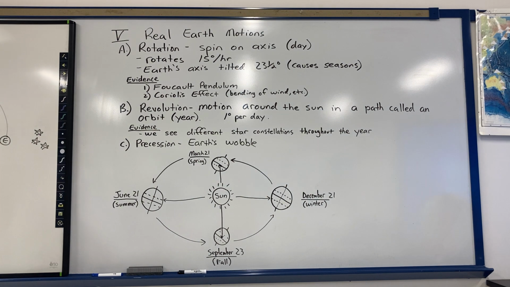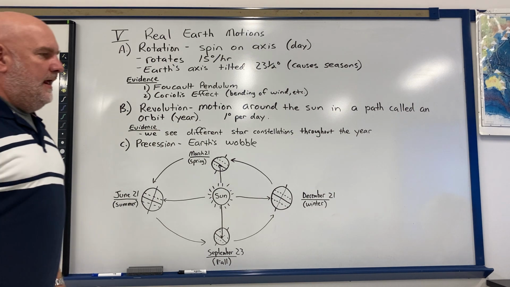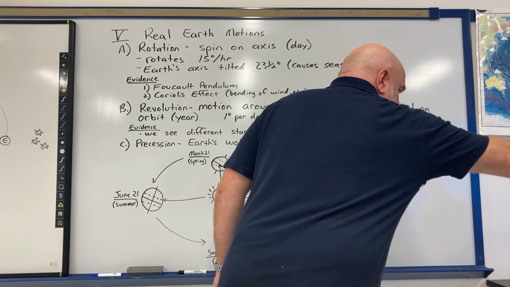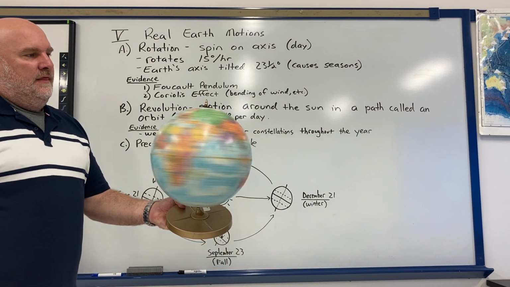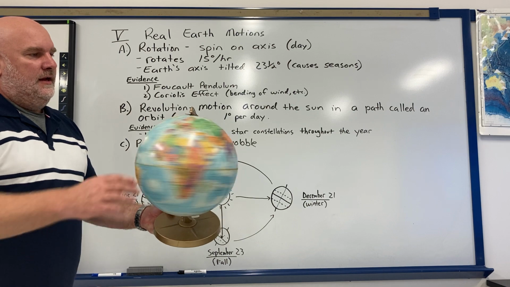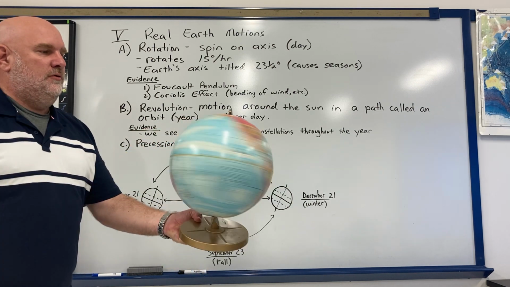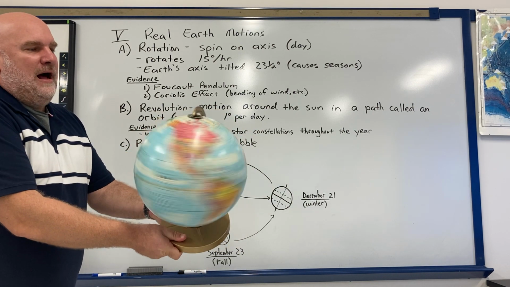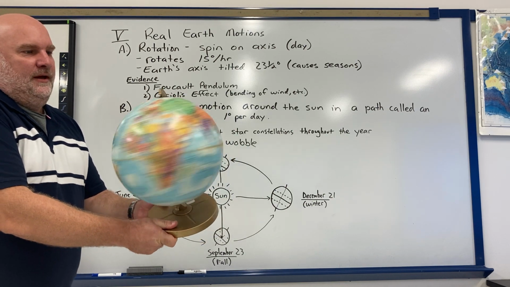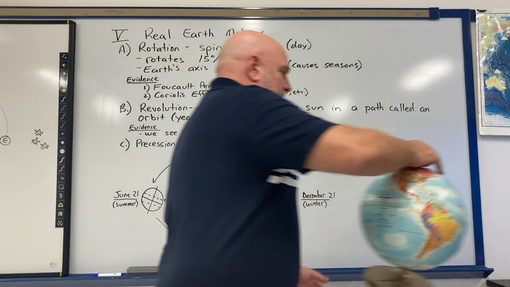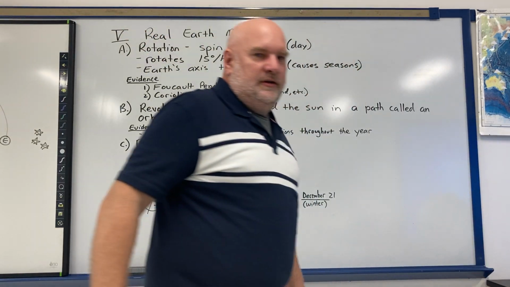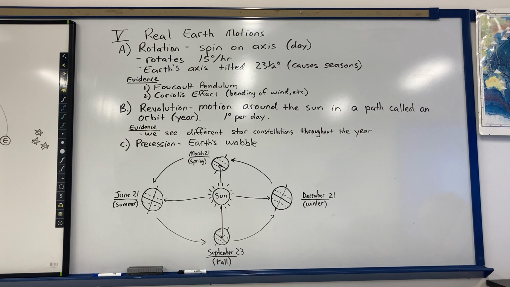Okay, the third motion Earth makes, precession. That's the Earth's wobble. All right. Now, when things spin, when things rotate like that, they don't normally rotate perfectly. What happens to them as they rotate, they also kind of wobble like that when things spin. All right. That's what precession is. And I could demonstrate precession with a gyroscope.